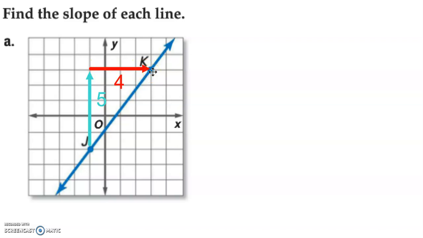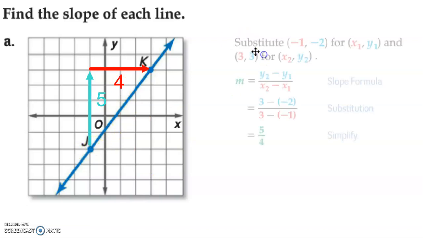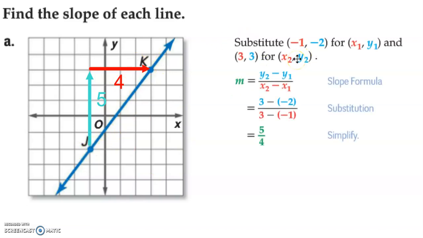So I know that my slope should be 5 over 4. Now let's use the formula. If J is my first point and K is my second point, I'm just getting the coordinates from the graph. So this is negative 1, negative 2 for point J. Point K is positive 3, positive 3. So those are the coordinate values of each one of those points.